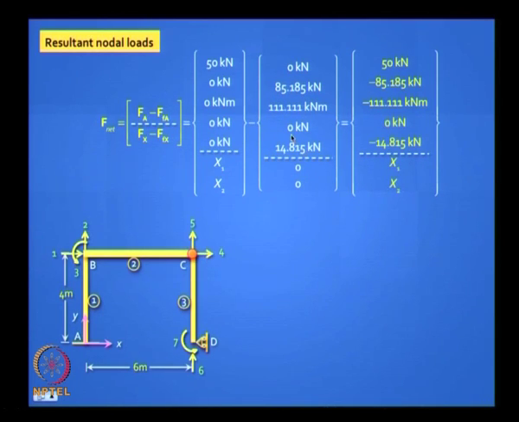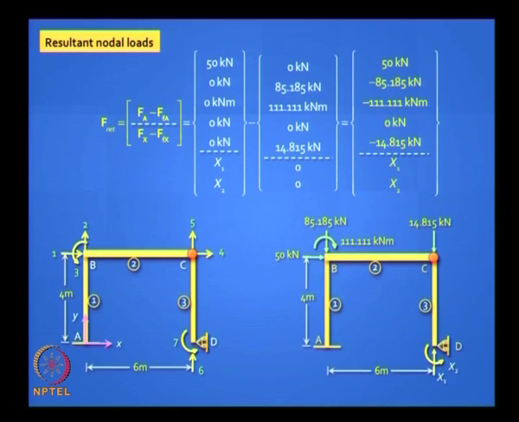And they are pointing upwards, so they are positive, but I put a minus sign, and so now I get the final picture. This is the structure I am going to analyze. Is it clear? It is completely taken care of the effects of the intermediate loads. How do I analyze this?